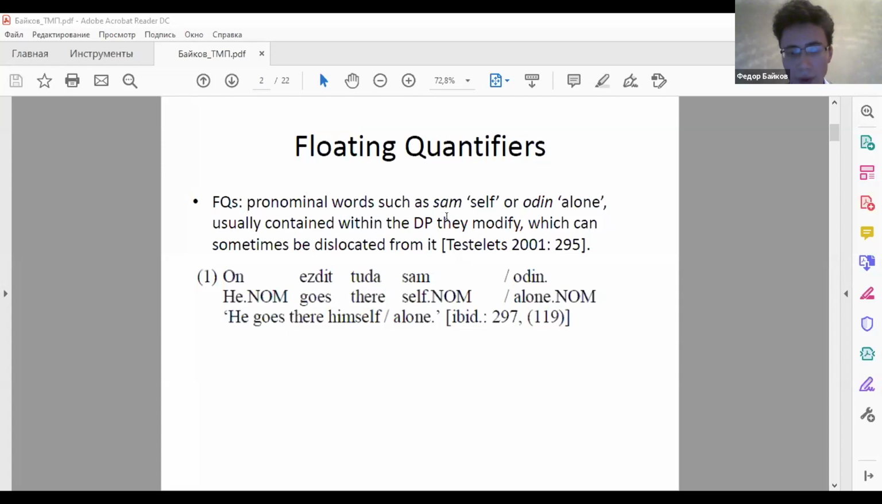So my name is Fyodor Baykov, and now I'm going to talk about case characteristics of floating quantifiers in Russian infinitival clauses. To begin with, what is a floating quantifier? It's a polynomial word such as sum or один, which is usually contained within a DP, which it modifies, but which can sometimes be dislocated from it, as for example in the sentence 1.